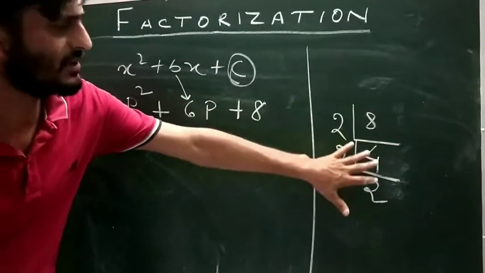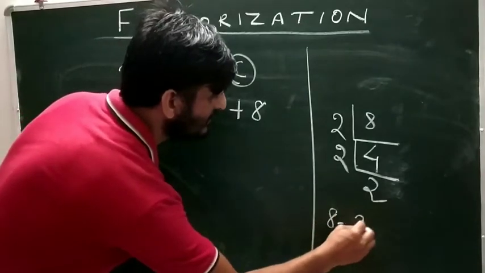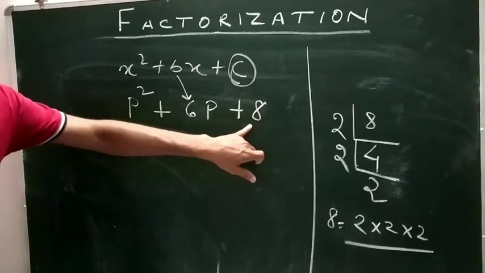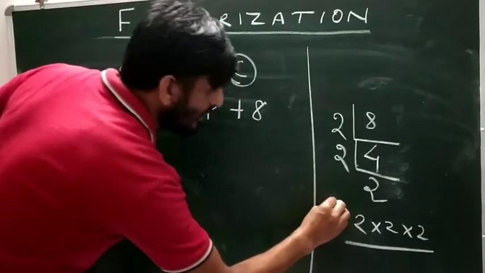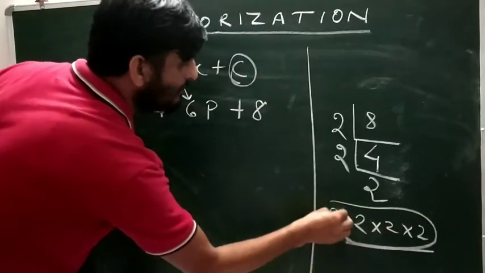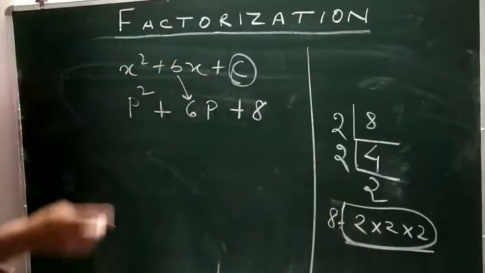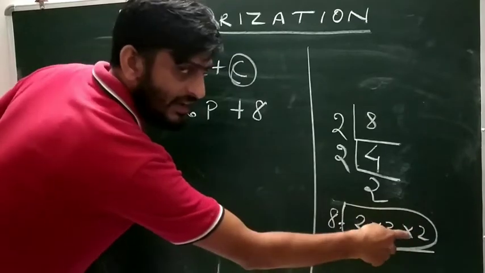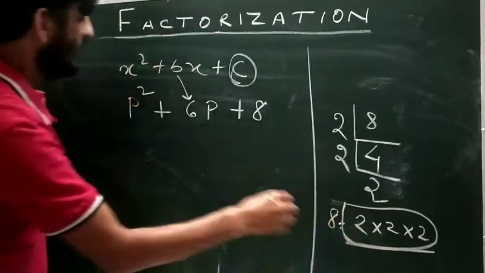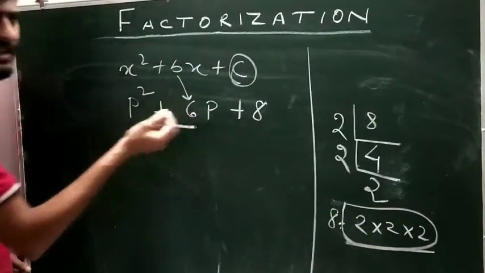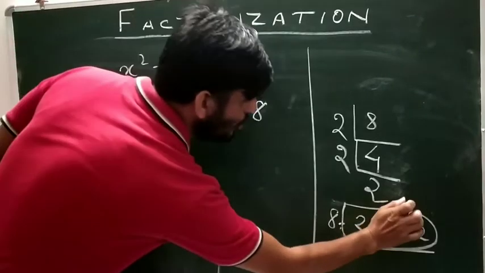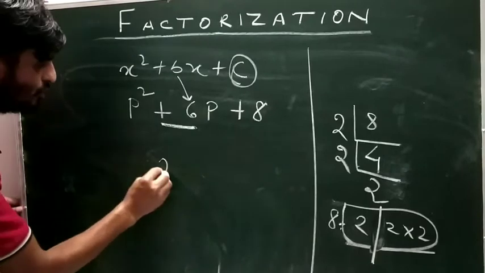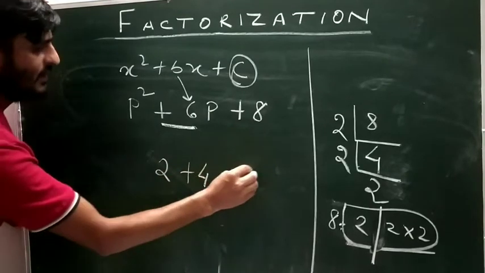That means prime factorization of 8 means we can write this as 2 multiplied by 2 multiplied by 2. Now we have to erase this 2 multiplied by 2 multiplied by 2 in such a way that the sum of the numbers that we are getting here, factors, should be equal to plus 6. Suppose if we take 2 and this 4, what will happen? 2 plus 4. Yes, the result is 6.